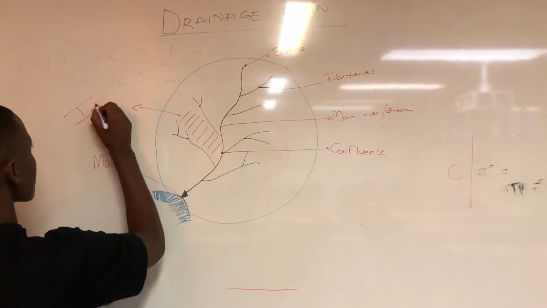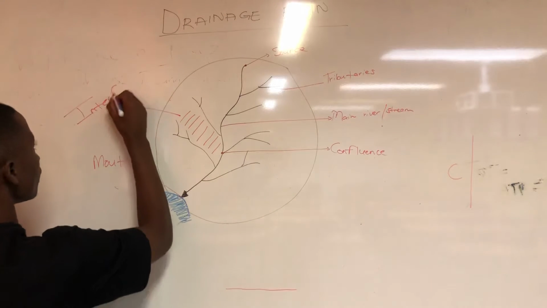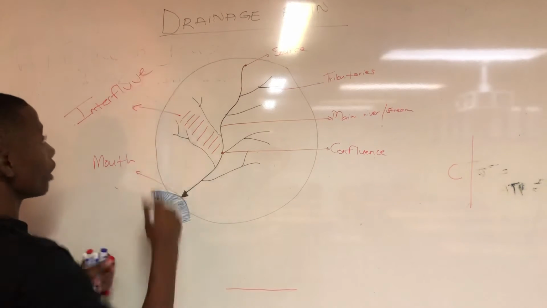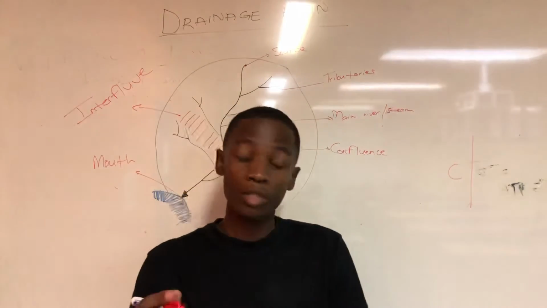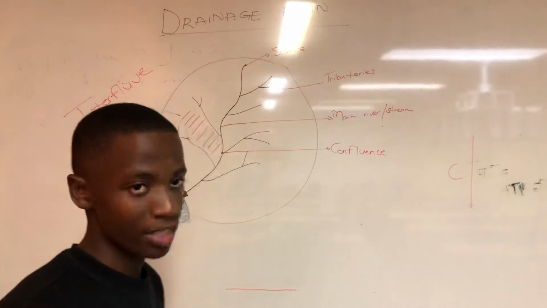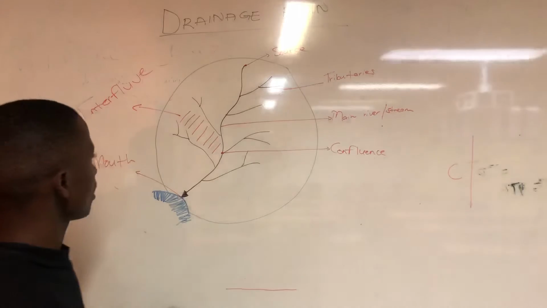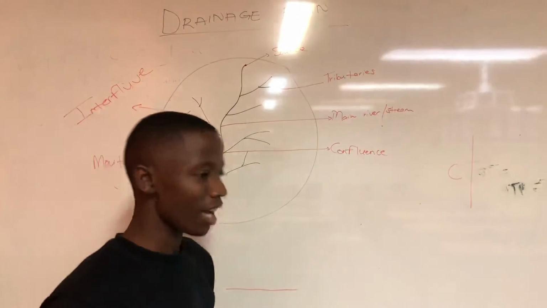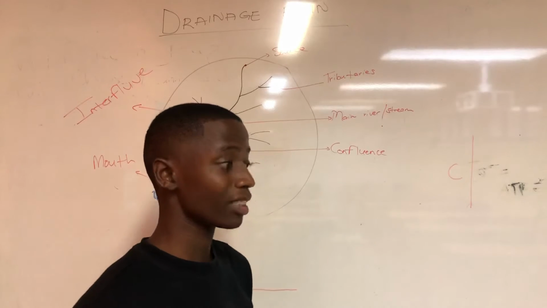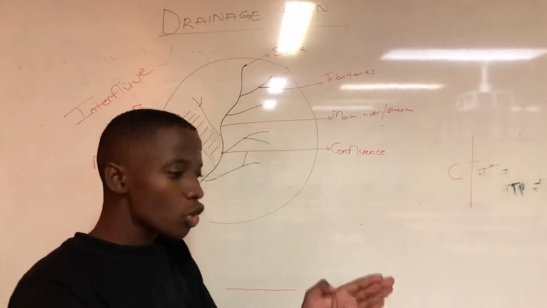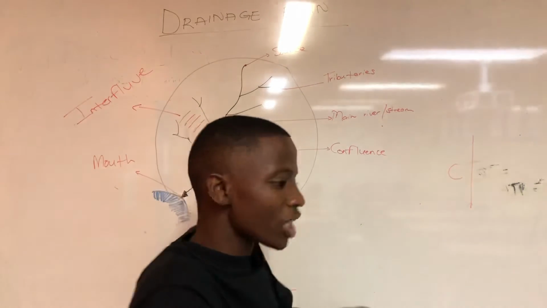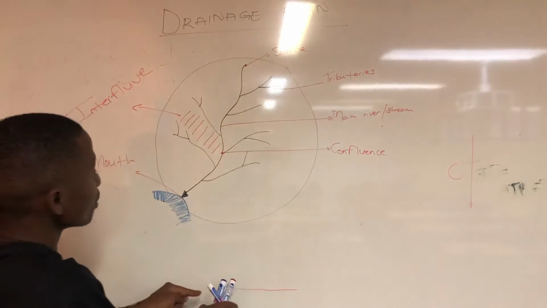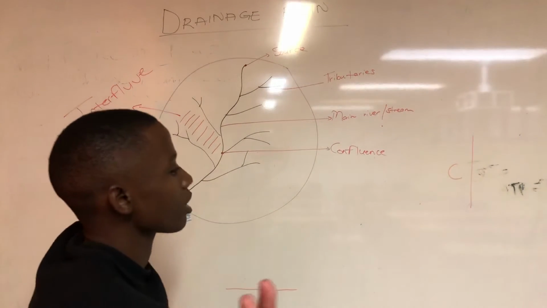Most students confuse the interfluve with the watershed, but I'm just going to discuss that right now. An interfluve is a high-lying area that divides, or separates, two streams within the same drainage basin. All right, let's move forward.